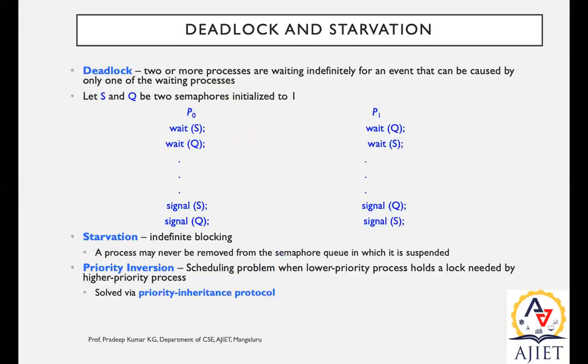And here we can have a deadlock scenario also. So, deadlock and starvation. Deadlock is nothing but two or more processes waiting indefinitely for an event that can be caused by only one of the waiting processes. In this scenario, two or more processes are waiting indefinitely at the same time for an event to occur, and the event is caused only by the waiting process.